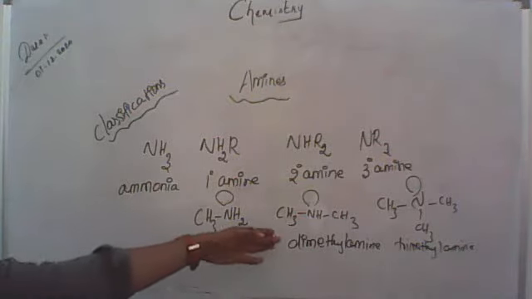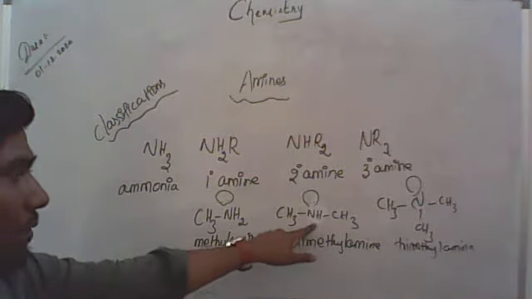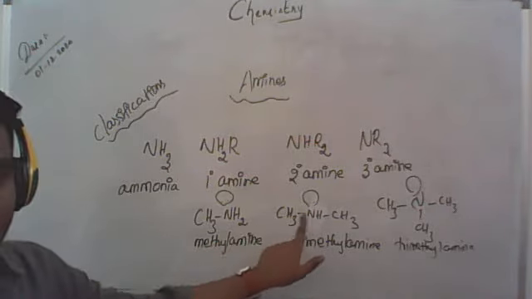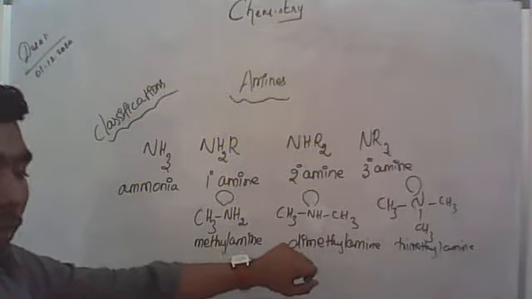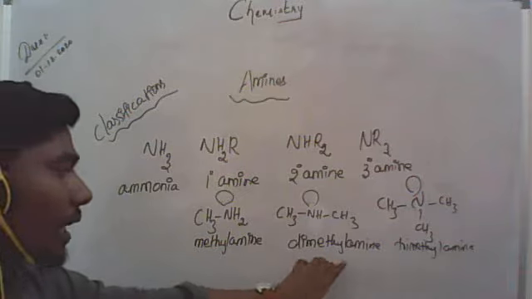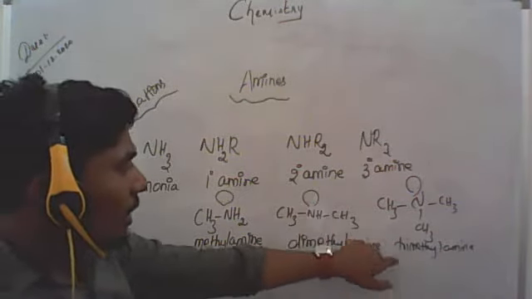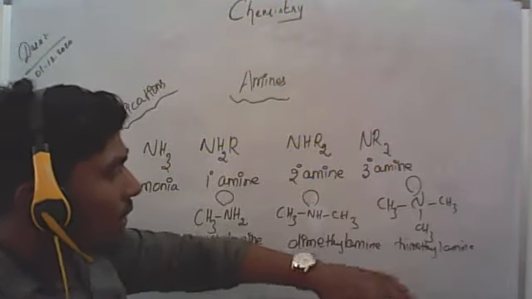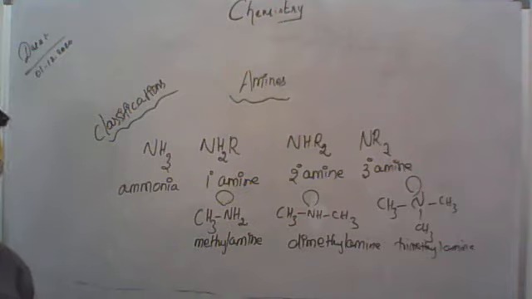Then the second is dimethylamine. See here, two hydrogen atoms are replaced by two methyl groups. There are two methyl groups replacing the hydrogen positions, so it is called dimethylamine. Then the third one is trimethylamine. In trimethylamine, all three hydrogens are replaced by methyl groups.